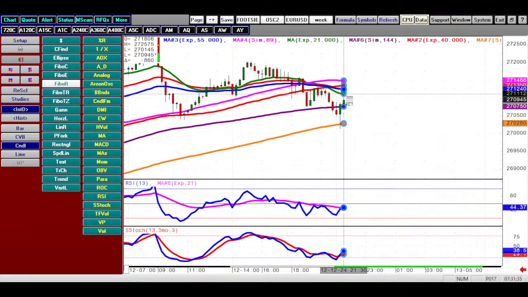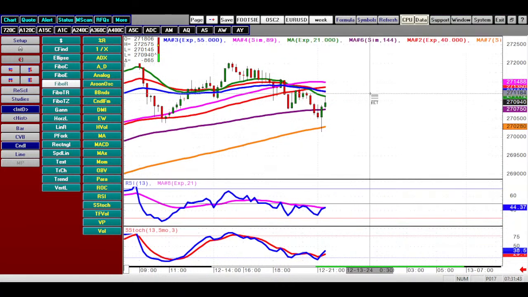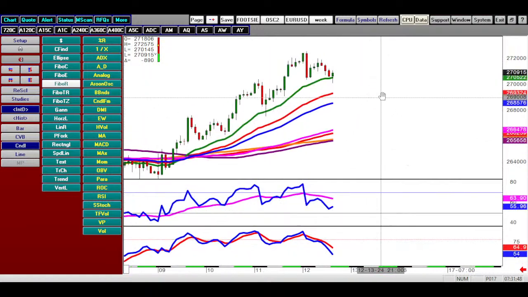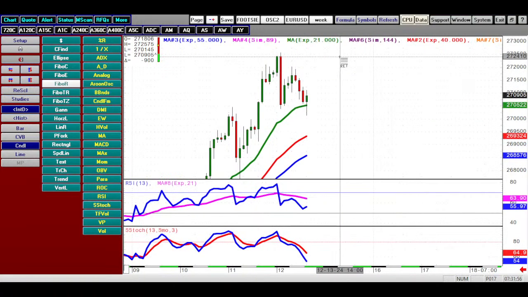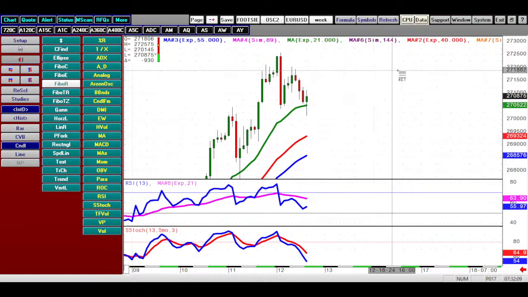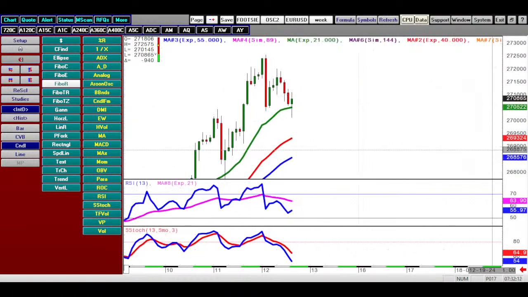Okay, if you call yourself an aggressive trader, you try to sell at 2710 half or 11, and the stop loss should be 2715.5. If you are prepared to take that risk, go for a sell. Okay, I want to do that trade. Okay, sell at 2710 half.